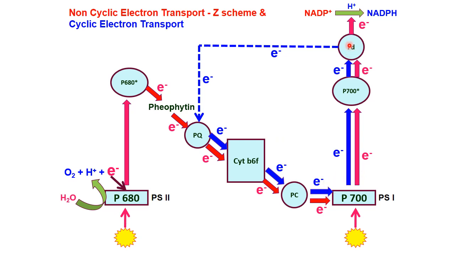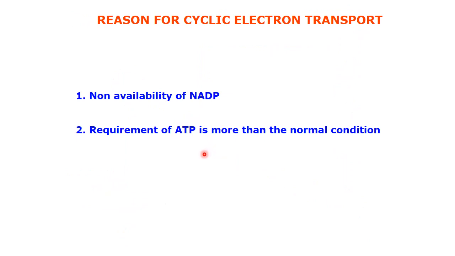Okay, it doesn't go to the reduction of NADP plus, but it reaches the plastoquinone, cytochrome b6, plastocyanin, and the cycle continues. This is called cyclic electron transport. This is with regard to cyclic and non-cyclic electron transport.